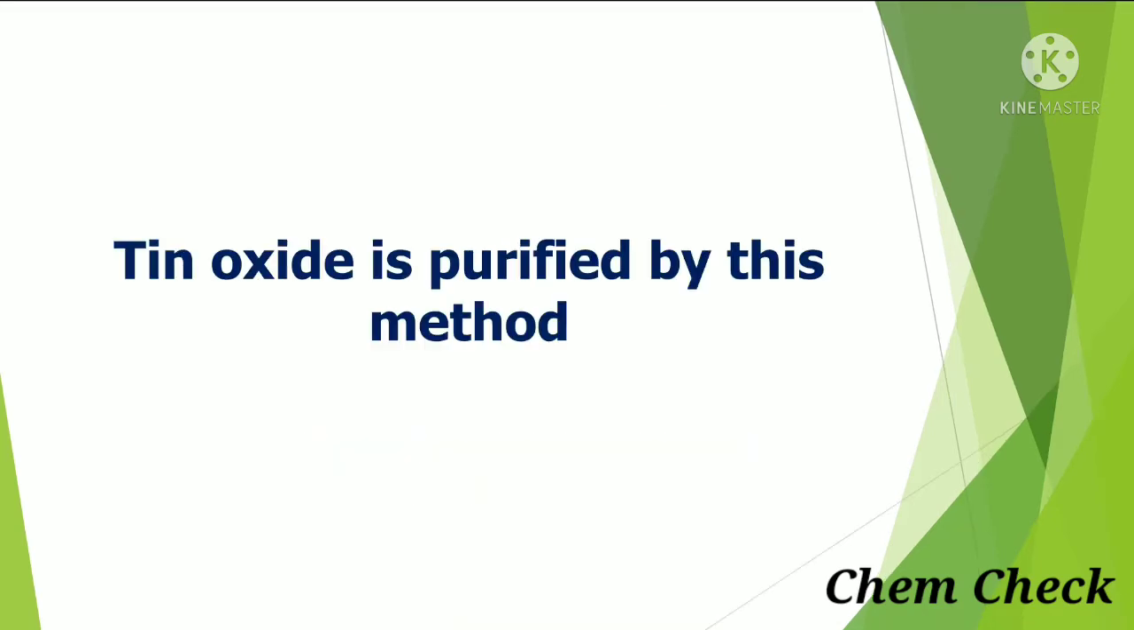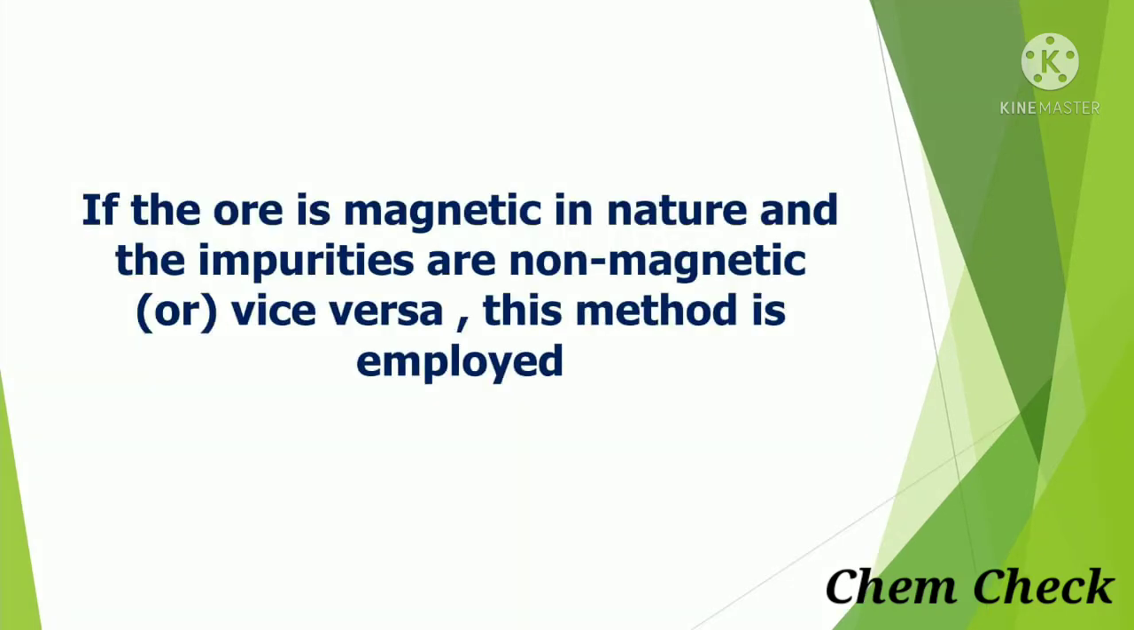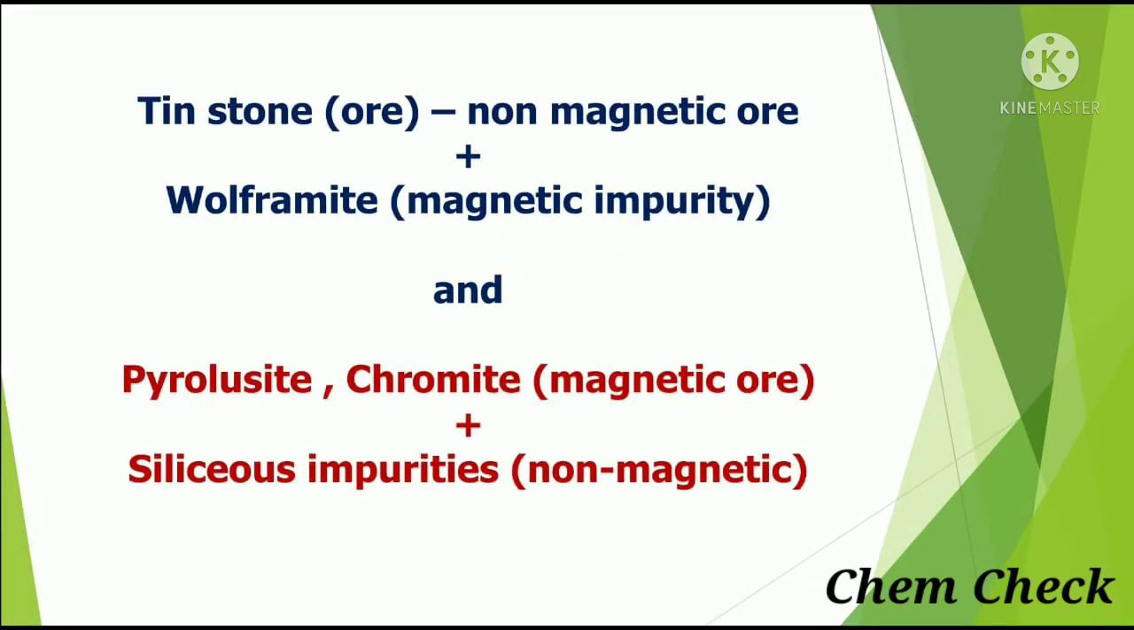Using this electromagnetic separation, tin oxide and wolframite can be separated. In short, using electromagnetic separation, we can separate a magnetic particle from a non-magnetic one. Let us consider this example. Tin stone ore is usually non-magnetic, SnO2. This tin stone ore contains wolframite, FeWO4, as a magnetic impurity. So between these two, one is magnetic and the other is non-magnetic. Therefore, we can separate using electromagnetic separation.